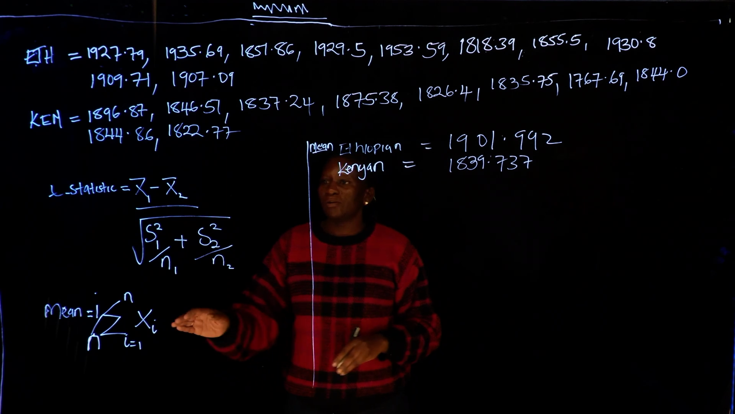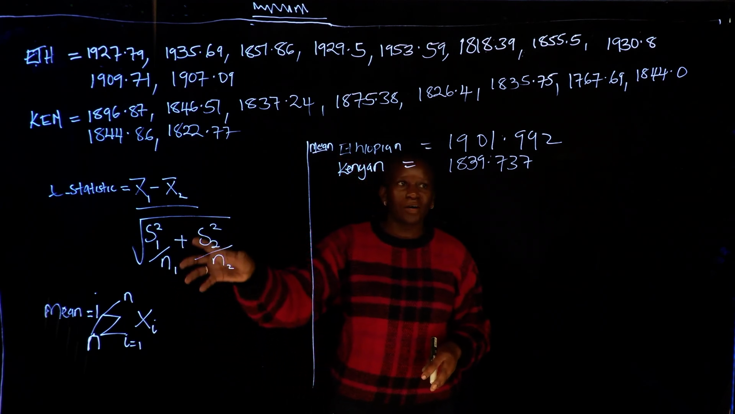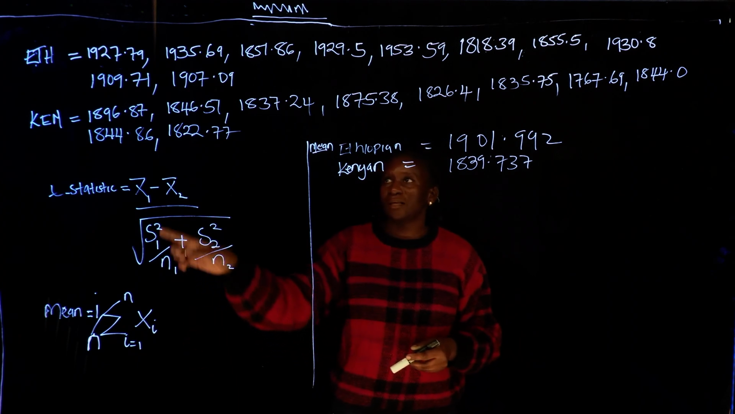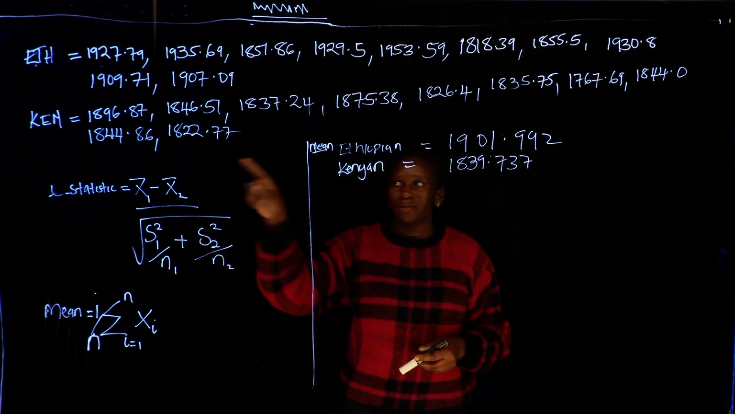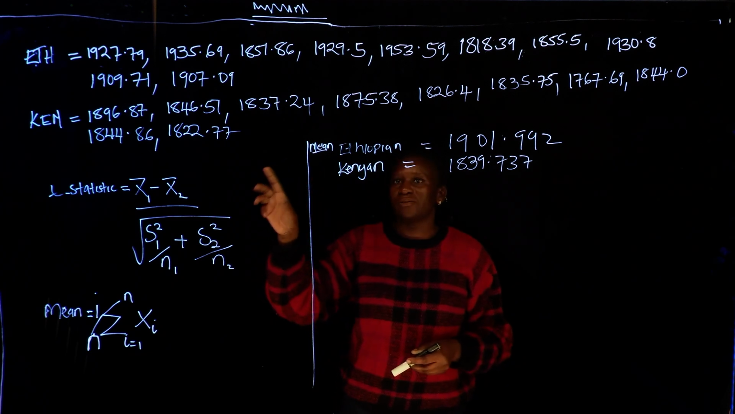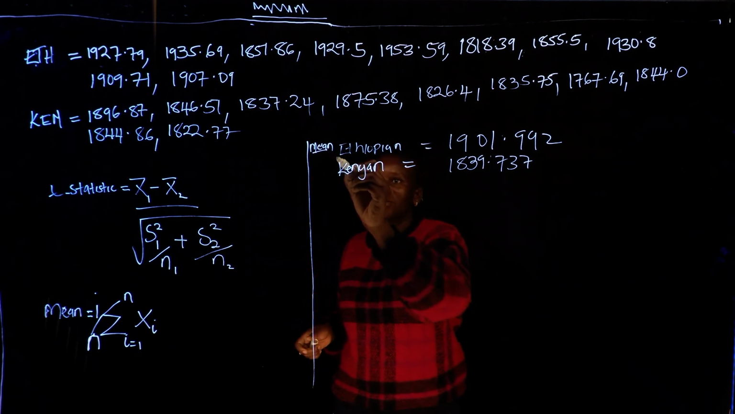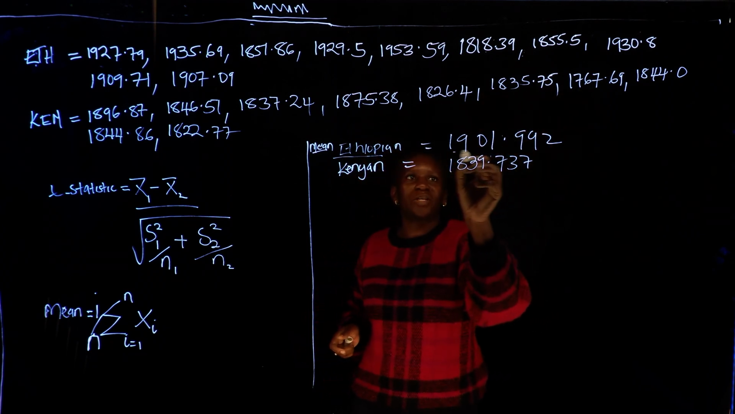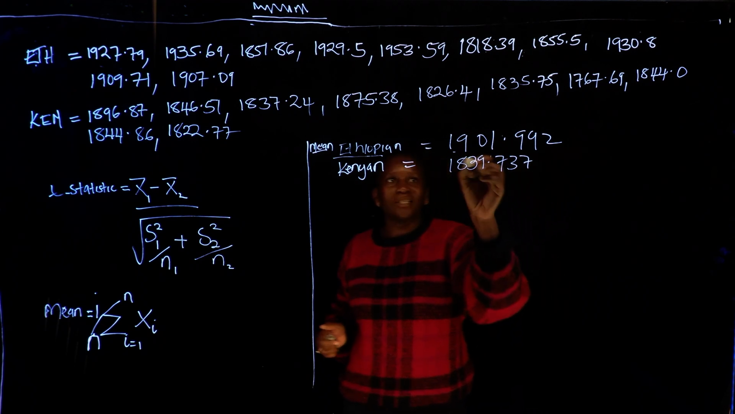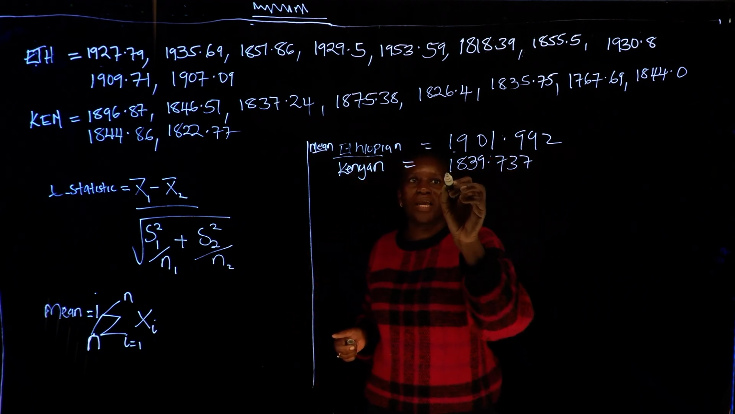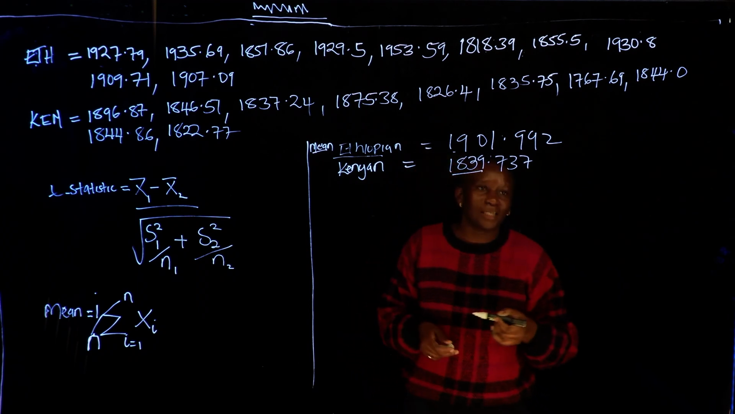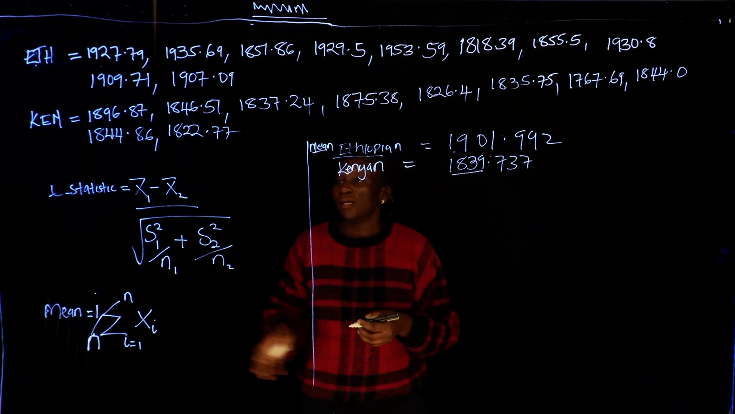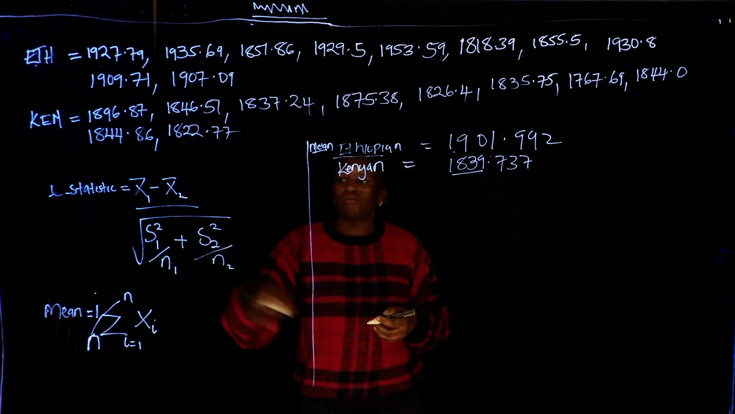Now we go on and calculate the values for our formula, and we start with the mean. The mean is the summation of all the values divided by the total number of your values. For the Ethiopian data points, if you add all the values, you get a mean of 1901.992, and for the Kenyan one, you get a value of 1839.737.